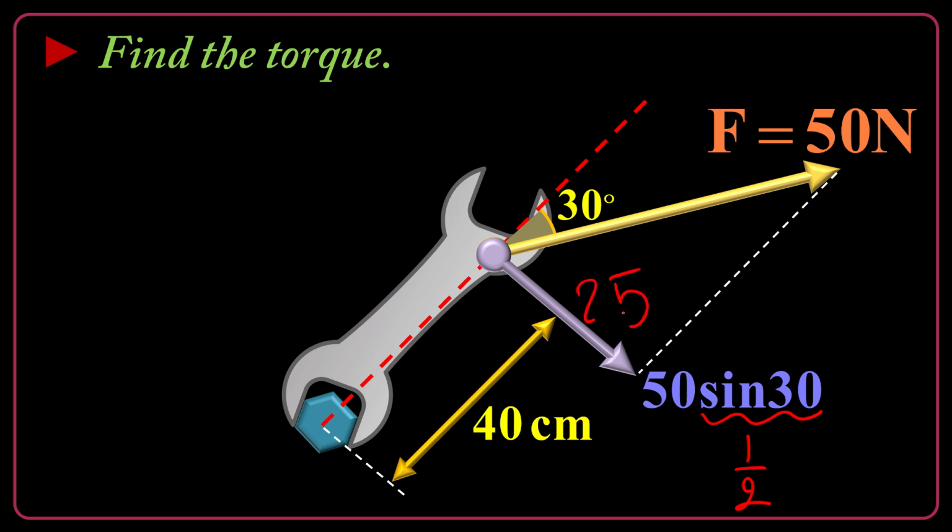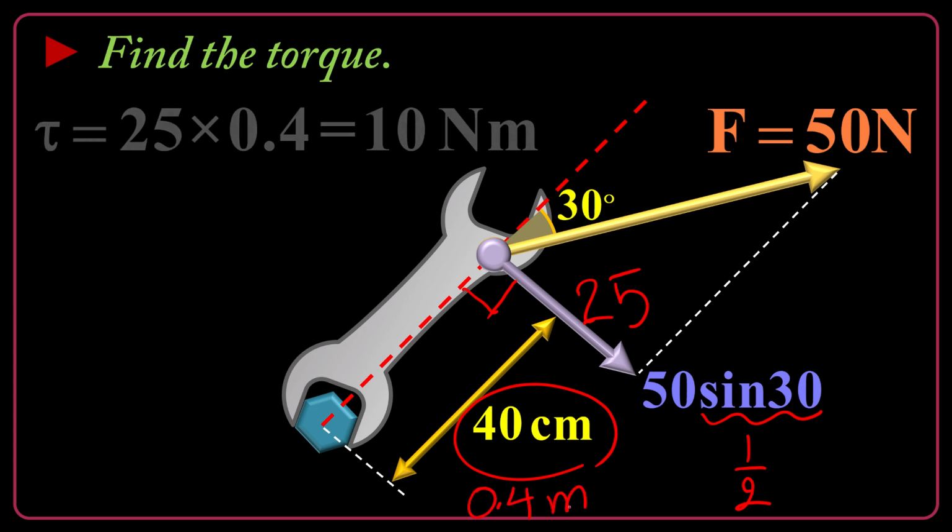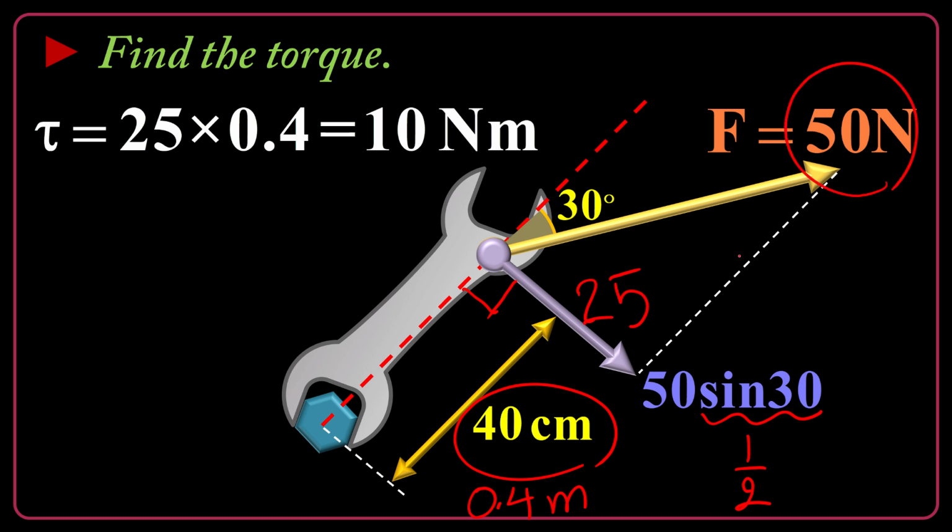So basically it's an effective force of 25 perpendicular to the distance, which is 40 centimeter. Also it must be 0.4 in SI units, and the answer is supposed to be 10 Newton meter. It is the torque acting on this wrench. Despite having 50 Newton, the effective component of that, making the torque, is just 25.